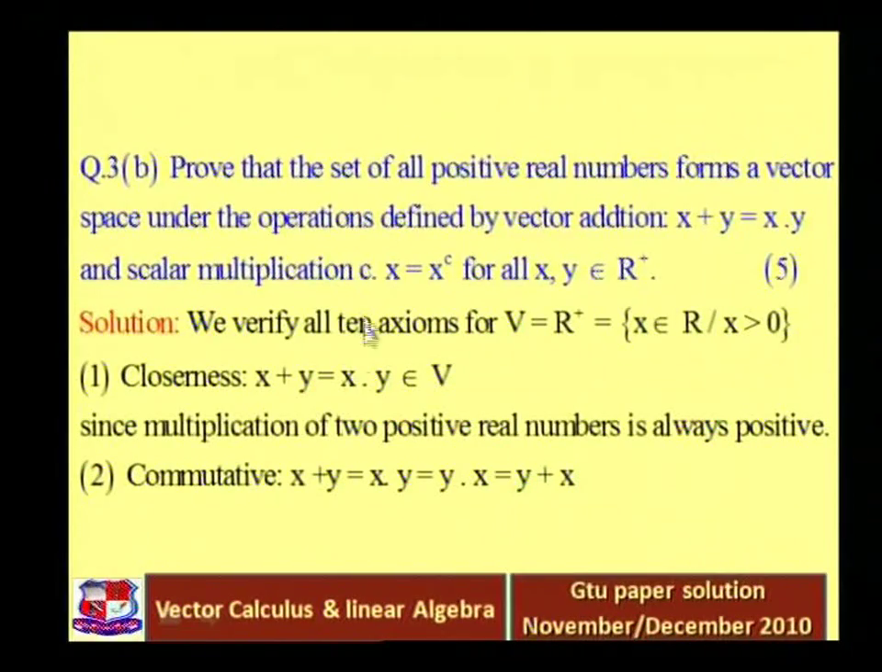Now what is x plus y? That is x into y, where x and y both are positive real numbers. Now x into y can be written as y into x clearly, right, and y into x can be written as y plus x using the definition of the addition which is given in this example. So x plus y is equal to y plus x, that we proved. So commutative law is also satisfied.